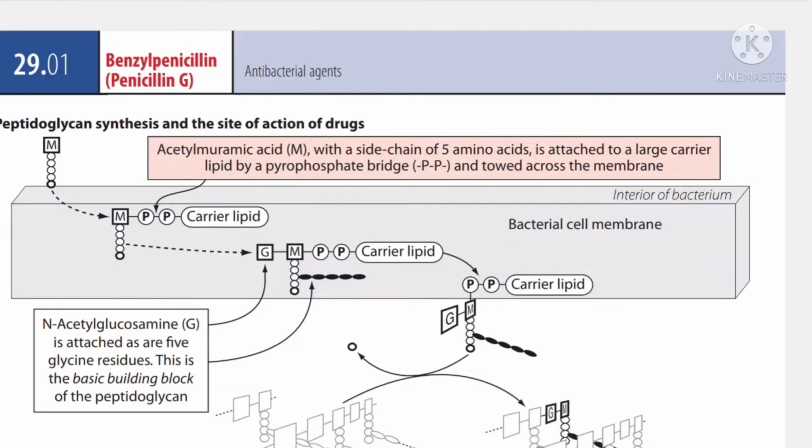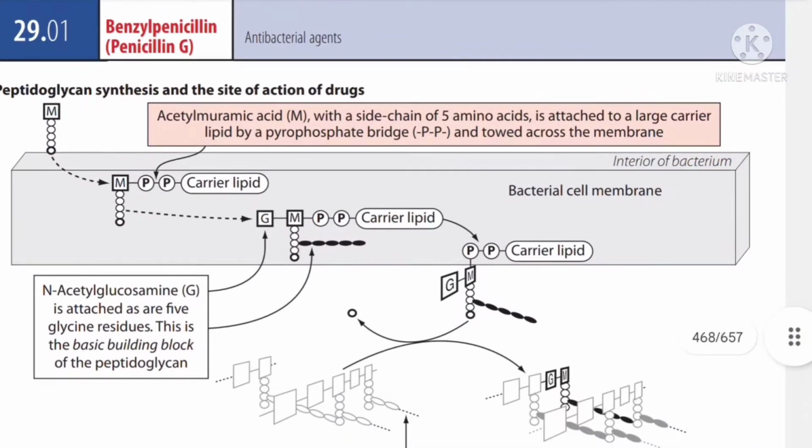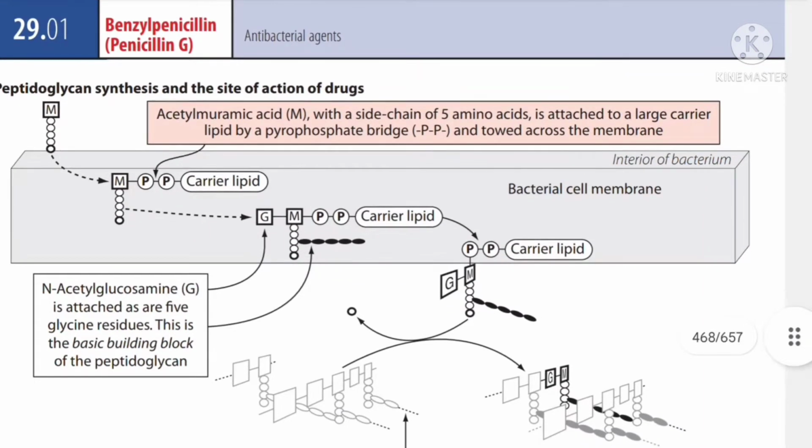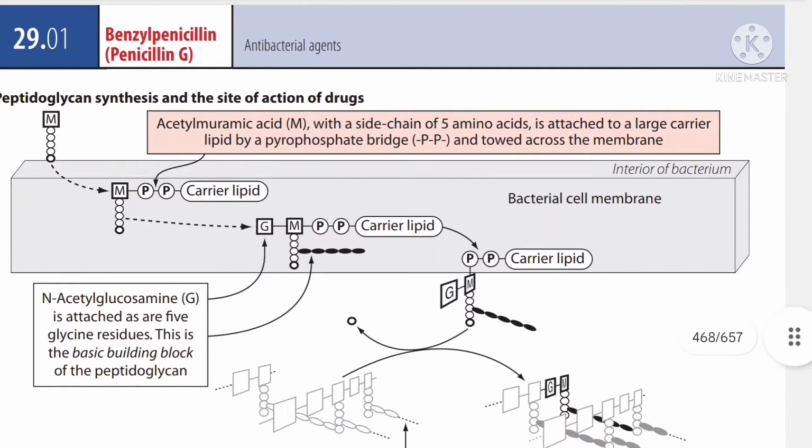And from today we are going to start the antibacterial agents. So today the first drug in the antibacterial agents, as you can see, is benzyl penicillin, which is also known as penicillin G. So here you can see the peptidoglycan synthesis and the site of the action. Benzyl penicillin basically inhibits the peptidoglycan synthesis, which is essential for the replication of bacteria in the host cell.